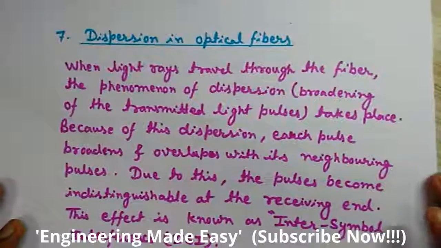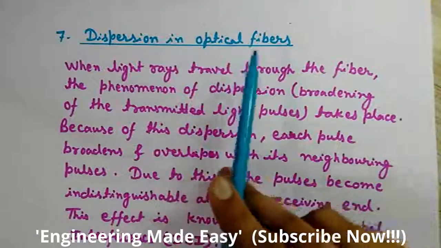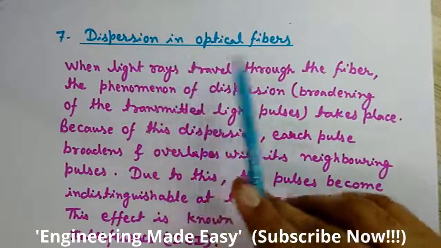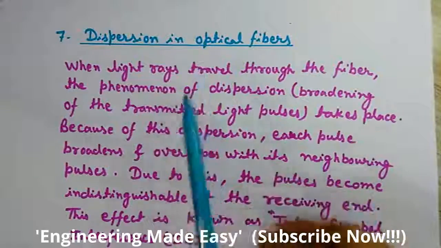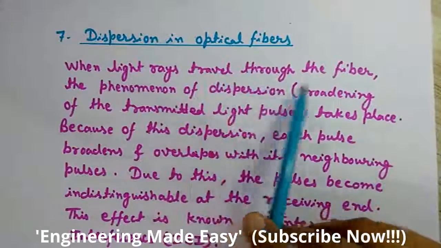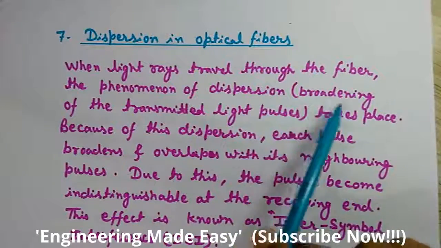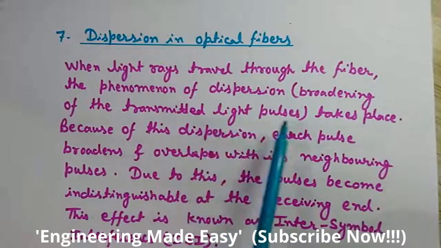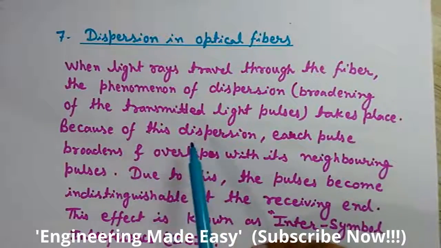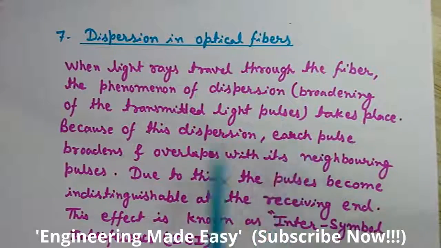The seventh point is dispersion in optical fibers. It is our last point. What is dispersion? When light rays travel through fiber, the phenomenon of dispersion is just the broadening of the transmitted light pulse. Because of this dispersion, each pulse broadens and overlaps with its neighboring pulses.